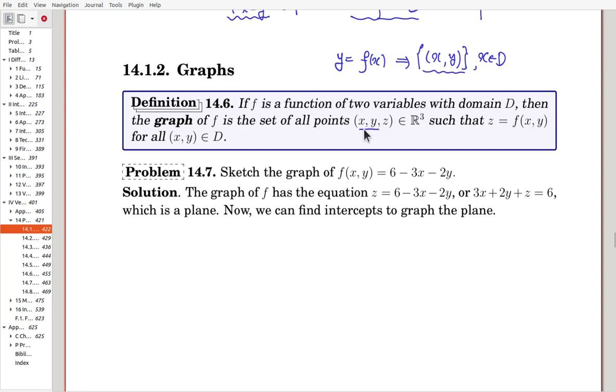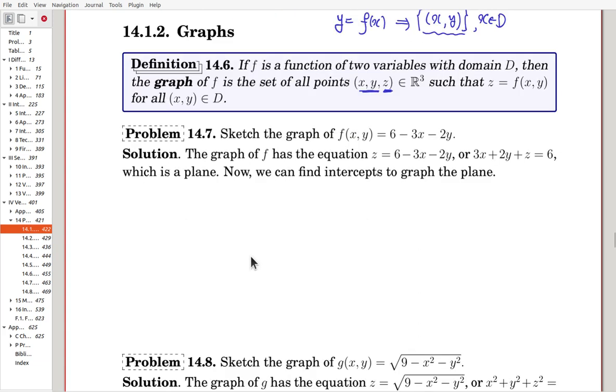Now this is from the domain, and this is from the range, so the collection of all these points is the graph. It makes a surface in 3D space. The earlier one makes a curve in two-dimensional space in xy coordinates, and now this one makes a surface in xyz coordinates. Okay. Let's try to sketch the graph of this function.